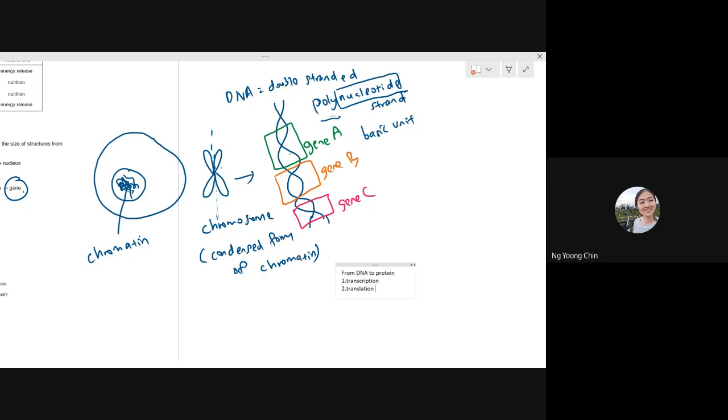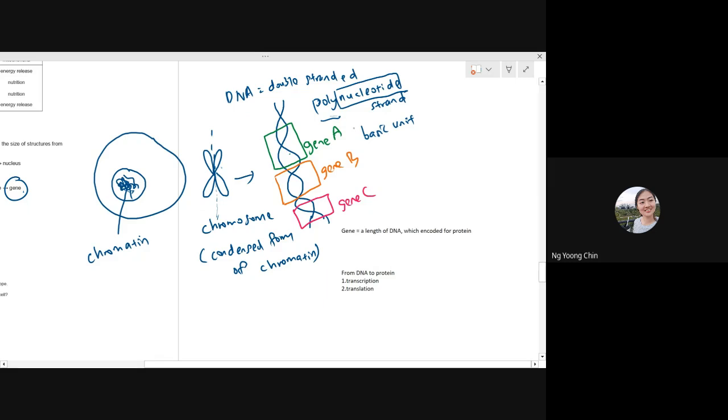So this is a gene. The definition of a gene, for you to know, is a length or a portion of the DNA, a length of DNA which encodes for protein. A length of DNA means just a short segment of the DNA.